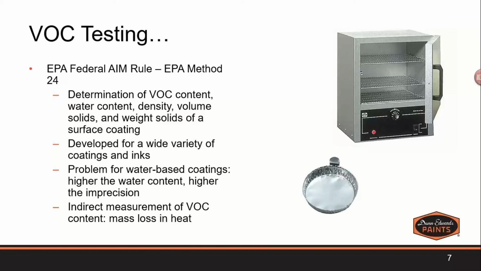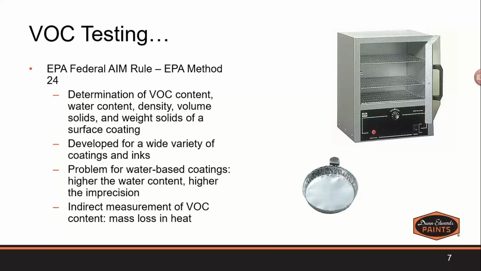Well, federally, the rule of the land is this federal AIM method 24. And this is a determination of VOC content using water content, density, volume solids, and weight solids of a surface coating. And it was really developed for a wide variety of coatings and inks, really good for solvent-borne. The problem is that with water-based coatings, the higher the water content, the higher the imprecision. And the reason for this is the method that is actually used.